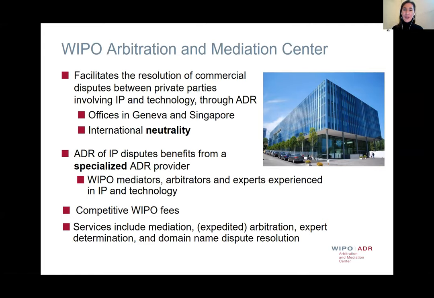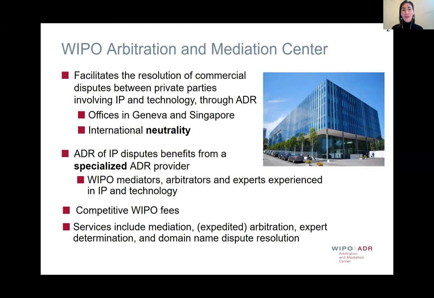Because we are part of the World Intellectual Property Organization, a UN organization, we do have a couple of special features. The first one is we are completely neutral. So this means that we have no link with any jurisdiction, law, country, or language. And this is actually something that could be useful if you're ever dealing with an international dispute, with parties coming from different jurisdictions. There, having a neutral forum which has no link to either of the parties can actually be more acceptable to both parties.